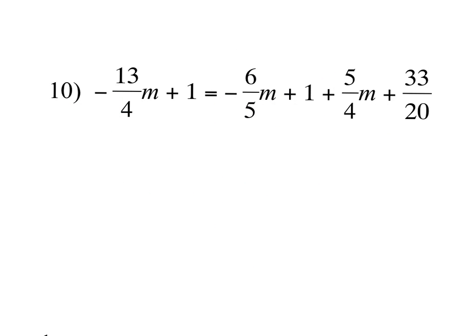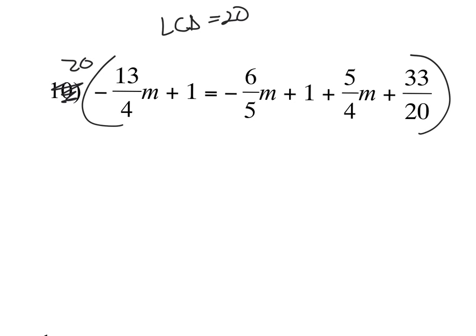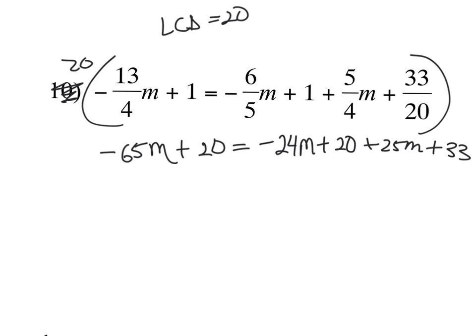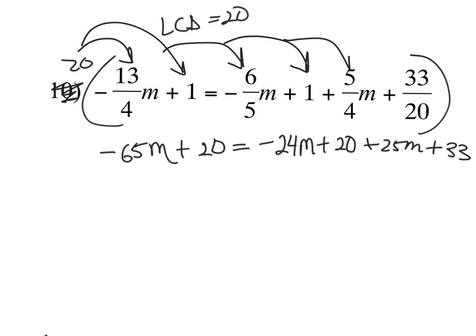Doing the same method for this problem, I have denominators of 4, 5, and 20, so my least common denominator is 20. That means I'm going to multiply this whole equation through by 20, and I will get this equation right here with no more denominators. That's just multiplying 20 to this term, that term, this term, that term, this term, and that term. Multiplying all those terms by 20, I got the following equation.